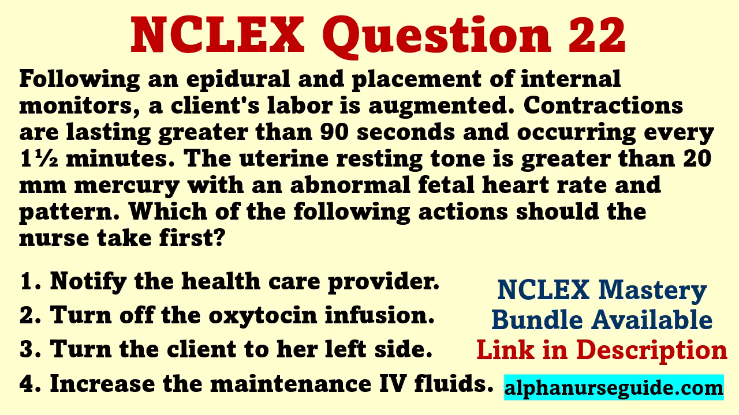The correct answer is 2. The client is experiencing uterine hyperstimulation from the oxytocin. The first intervention should be to stop the oxytocin infusion, which may be the cause of the long, frequent contractions, elevated resting tone, and abnormal fetal heart patterns. Only after turning off the oxytocin should the nurse turn the client to her left side to better perfuse the mother and fetus. Then she should increase the maintenance IV fluids to allow available oxygen to be carried to the mother and fetus. When all other interventions are initiated, she should notify the healthcare provider.